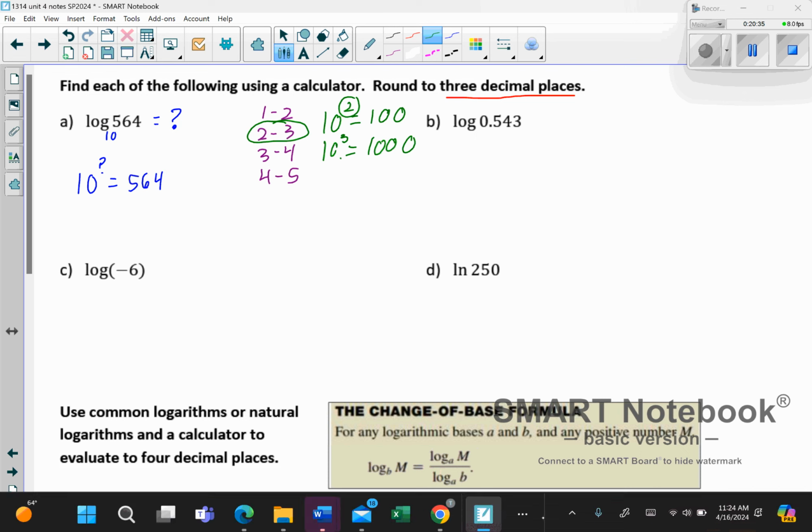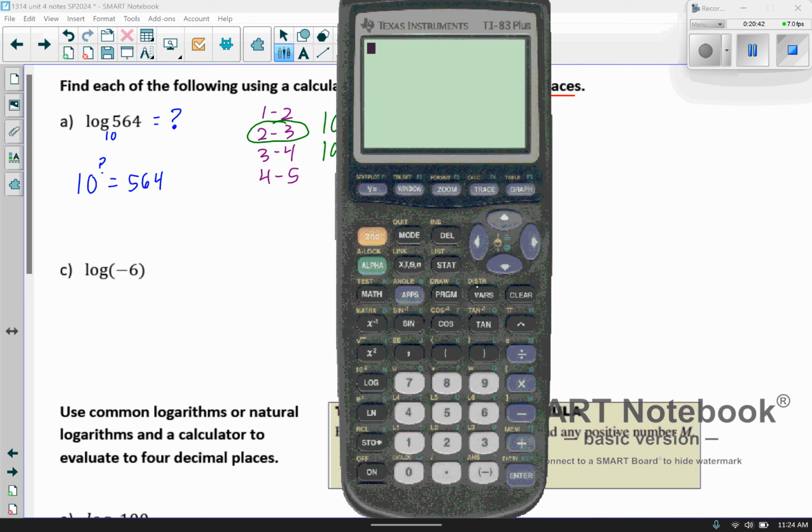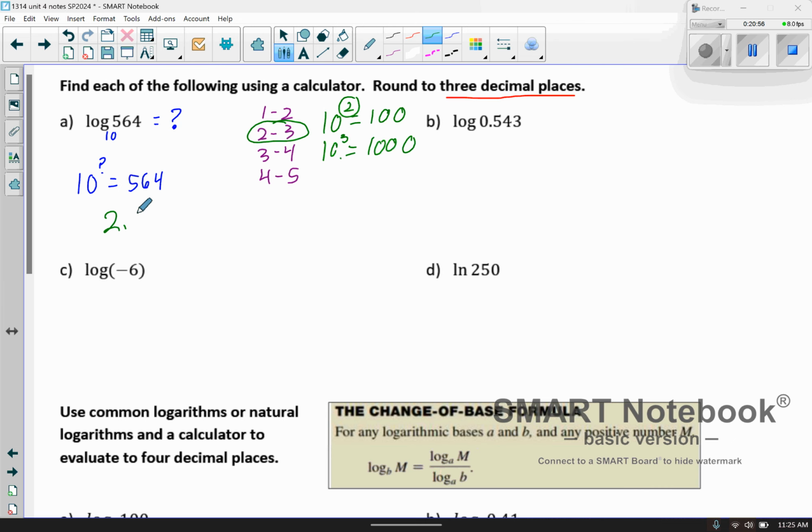And so here we are. So let's see, we're going to do log. So I type in log, it's an understood base 10. And then I'm going to put 564. And let's see what we get, 2.751. And so we rounded to 3 decimal places right there.